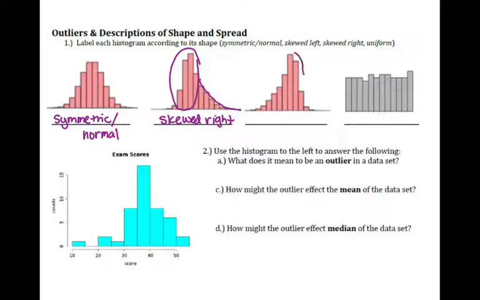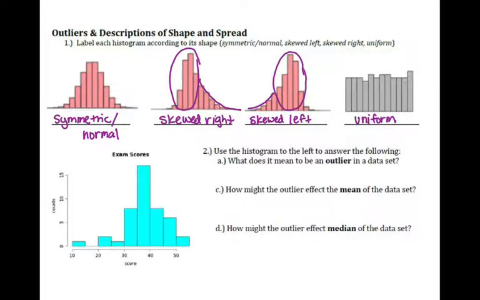Similarly, for the next one, I can see the bulk of my data is over here with my tail heading to the left. So this would be skewed left. And if I look at my histogram, most of my bars are at relatively similar heights. So this would be uniform.